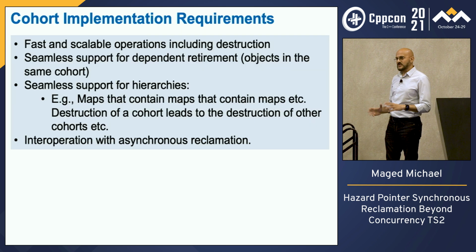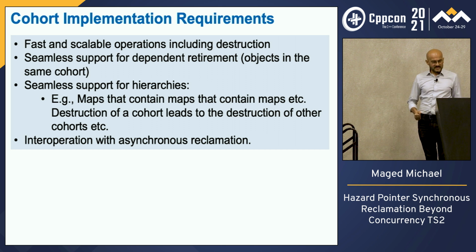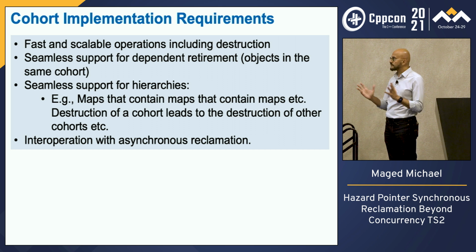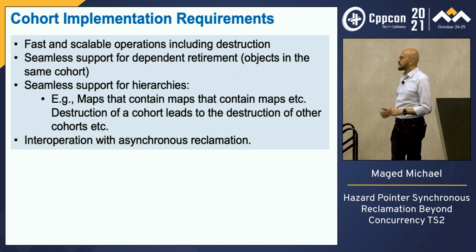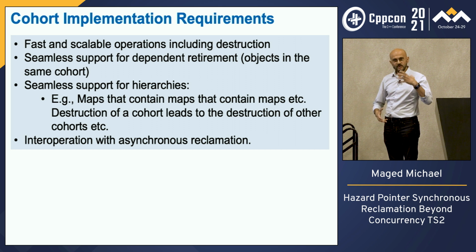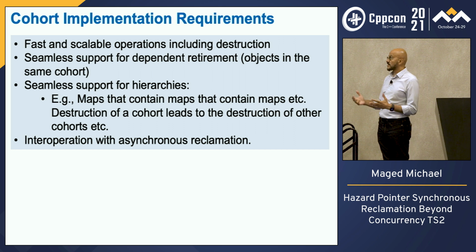Usually in the standards committee, we don't talk about implementations, but implementability is very important. If it doesn't work, then what's the point of proposing an interface like that? So, implementation requirements: we want it to be fast and scalable, because that's the problem we're having with global cleanup. We want to support transitively dependent retirement. I claim that it does that, and it needs to support hierarchies of, let's say, maps of maps of maps. A cohort might lead to the destruction of objects that actually include cohorts and so on. So we have to support that kind of hierarchy.